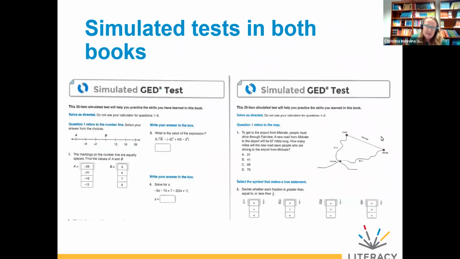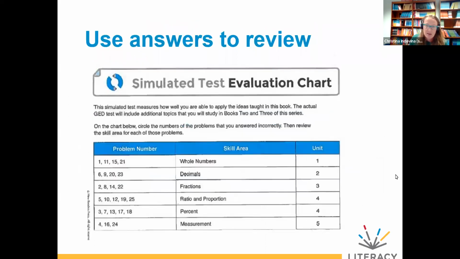There are simulated tests in the back of both books. I like these because they're GED-like questions, and it only covers the skills that are covered in the book. So it's not too advanced, which is nice. It can help to build the students' confidence up. You also can look at the end and say, did they miss a bunch of stuff with percentages or did they miss a bunch of stuff with fractions? We need to go back and review that, or I need to go find more information to present to my learner.